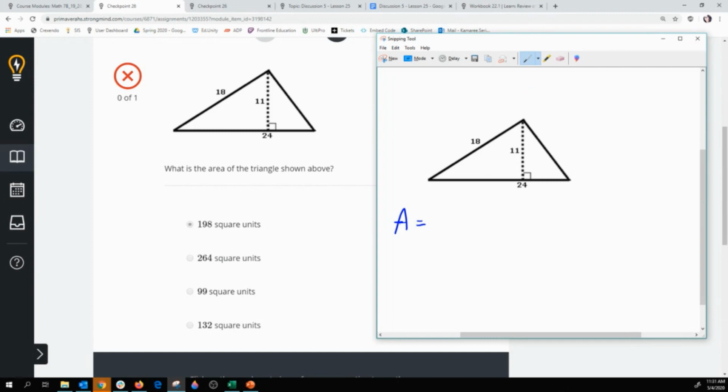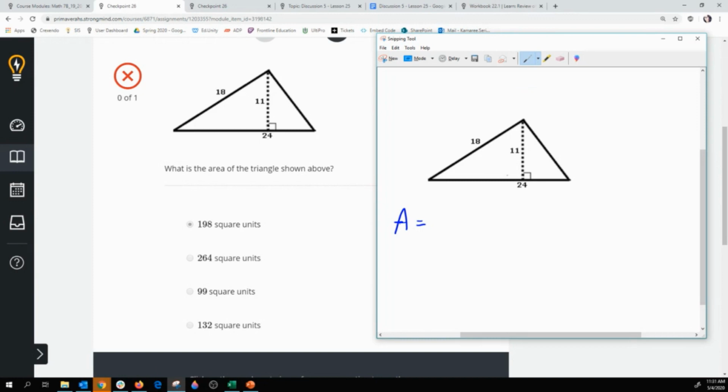Do you happen to know or remember what the area formula is for a triangle? With this entire section, I would highly recommend writing them down somewhere, whether that's on a sticky note, on a piece of paper, or in a note on your phone, because if you don't know the formula, then you can't solve these, right? Knowing the formula is the first step.